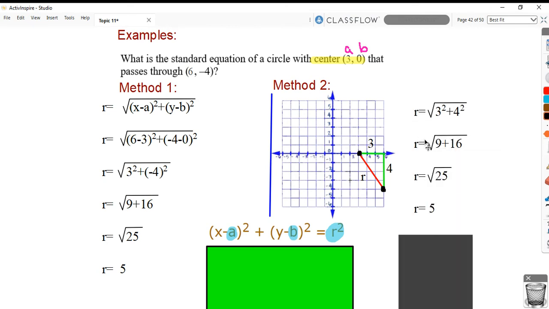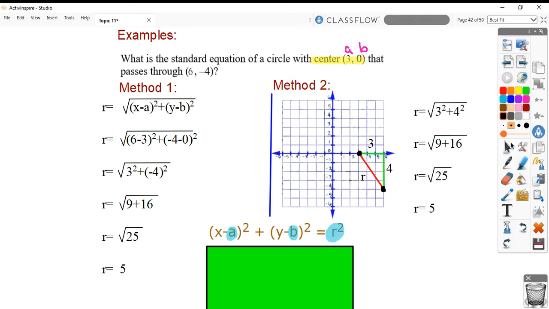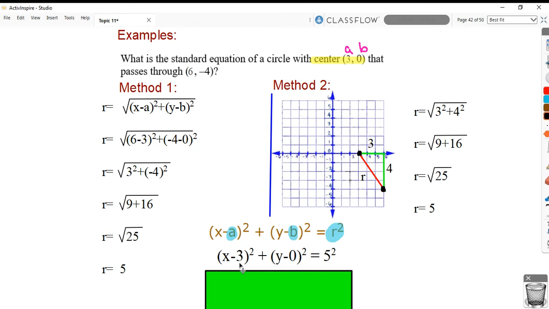And look at this. Starting right here, you have exactly the same steps. Square root of 9 plus 16, square root of 25. Either way you do this, you end up with the same answer where the radius is 5. That's helpful information because that is the last piece we need to plug into our equation right here. So when we're plugging in our numbers, A is 3, B is 0, and R is 5. So that means we're going to turn into x minus 3 squared, y minus 0 squared, and on the other side of the equal sign, we're going to have 5 squared.